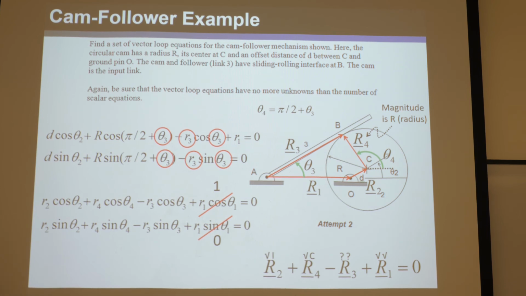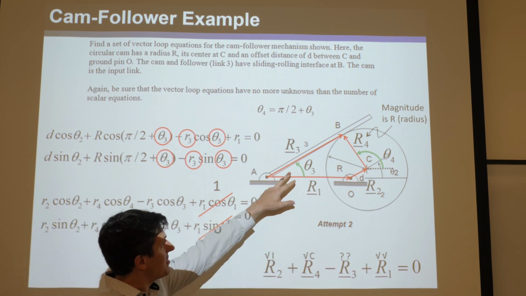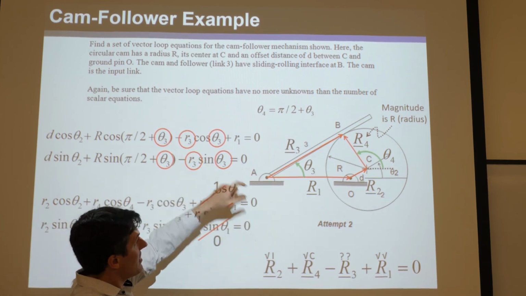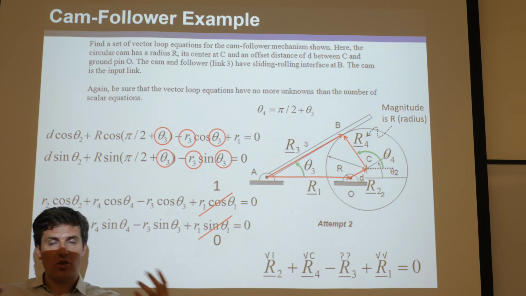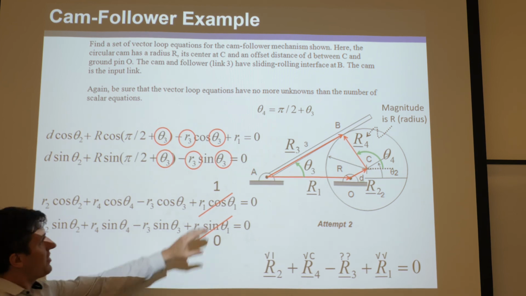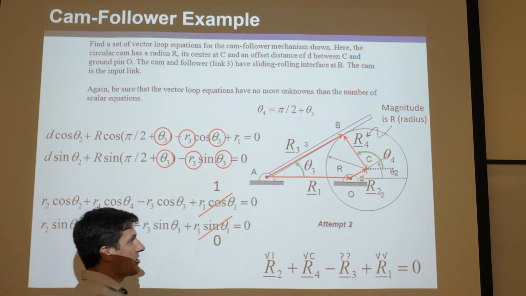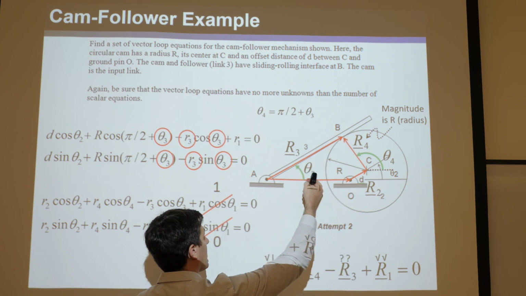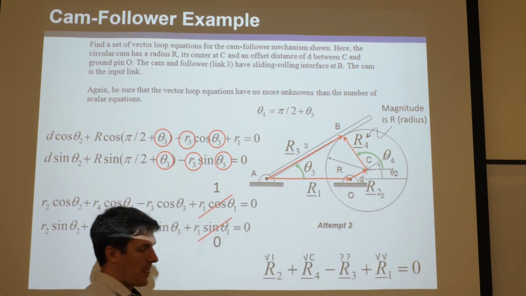And I'm guessing for this, the output, the unknown that you really care about, is theta 3. R3, the length of that, you're probably not going to use for the mechanism. You probably don't care, other than the fact you have to solve for it to find theta 3. But theta 3 is probably the output variable. You put the motor on this one, and you're probably going to care about how this one rotates.